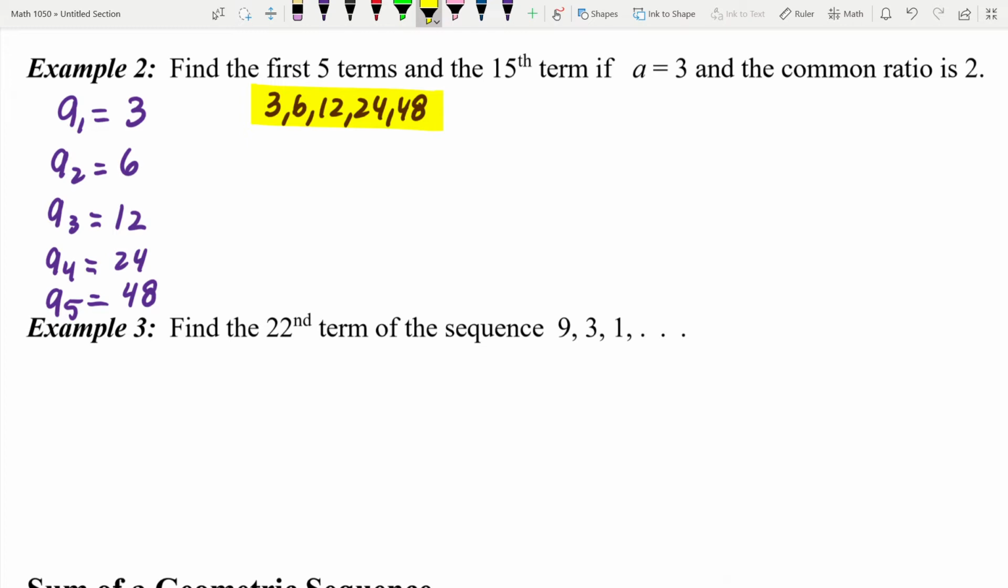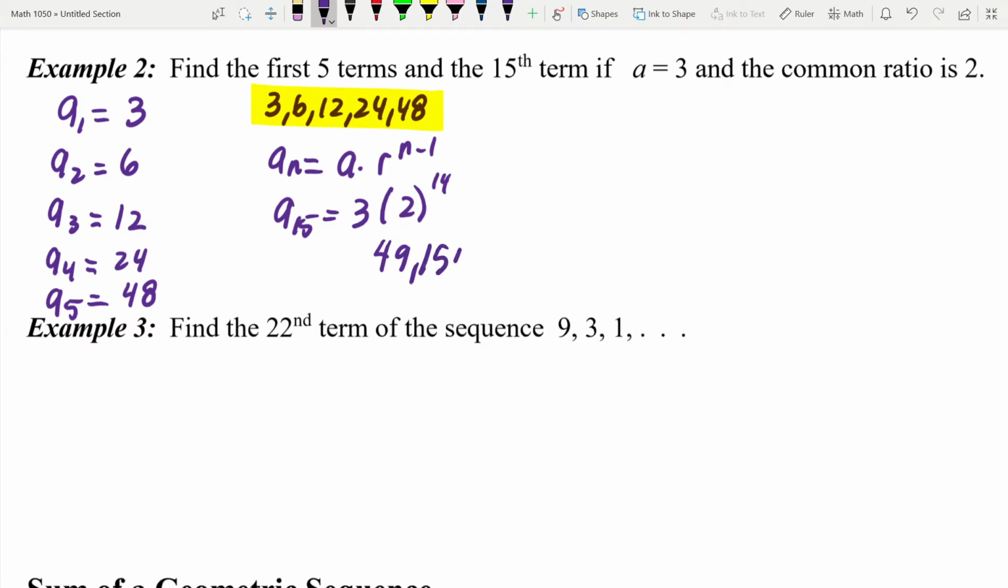Oh, they want the 15th term, actually. So let's go a sub n equals a times r to the n minus 1. So we're finding a sub 15. The first term is a 3. The common ratio is a 2, raised to the 15 minus 1, which is 14. Okay? Grab your calculator and go 3 parenthesis 2, close it off, raise it to the 14th, hit enter, and the answer is 49,154, and we're done.